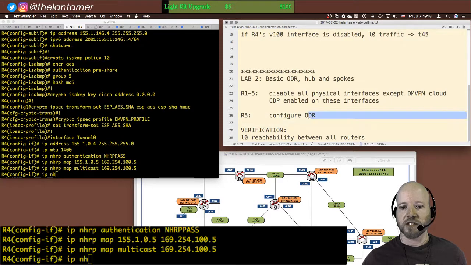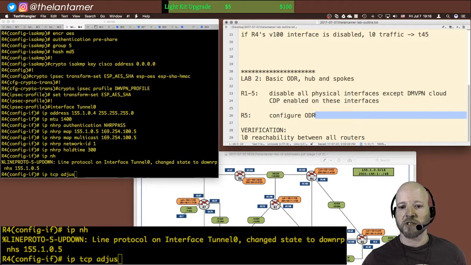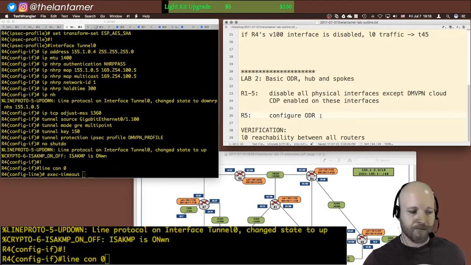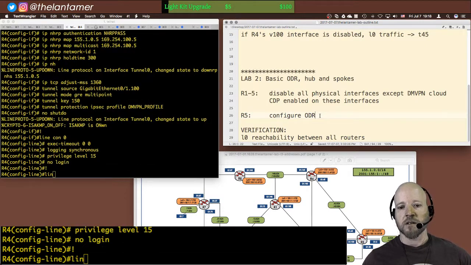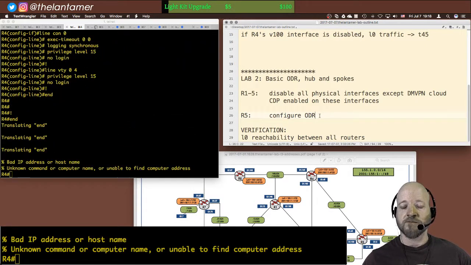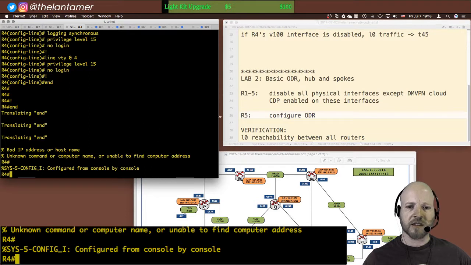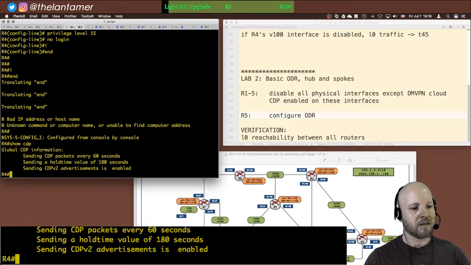It's not even asking us to change the timers here, although from what I was studying, there's a really good technology guide on this. It's kind of older, but it says that essentially you can change the CDP timers in order to improve convergence, because CDP, I think, is on a 60-second cycle by default. Show CDP. Yeah, sending CDP packets every 60 seconds.